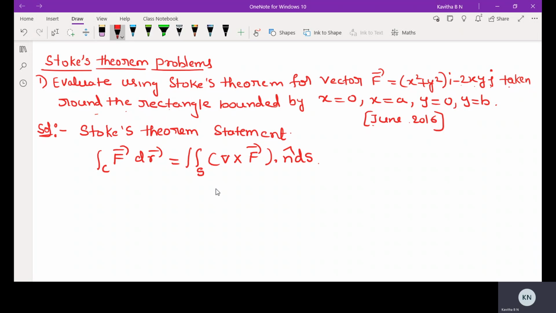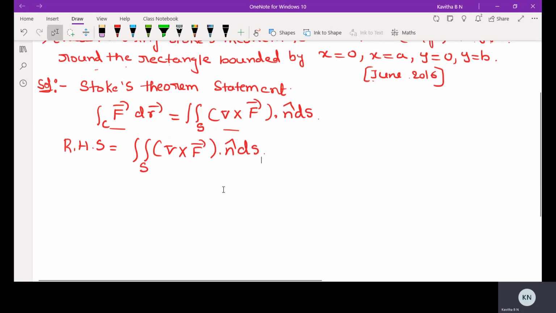Okay, evaluate means we need to find the LHS or RHS. We will find the RHS part only. RHS is equal to the integral over S of nabla cross F vector dot n cap dS. Then first we need to draw the diagram.